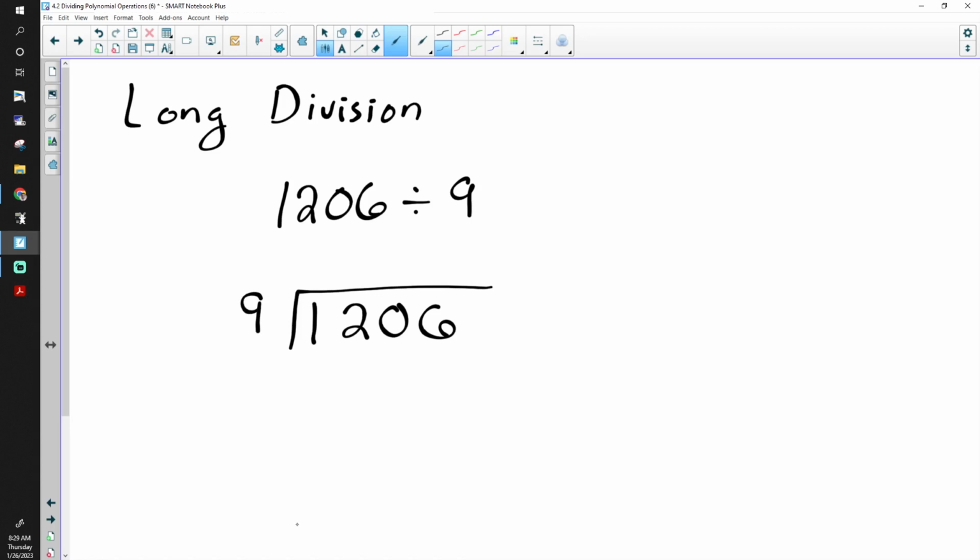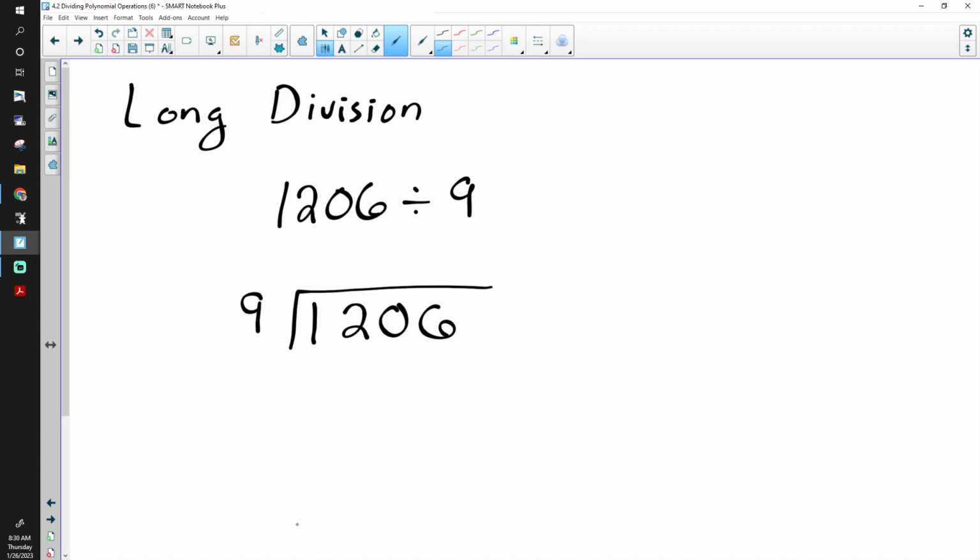Okay, so if we can do this, then everyone in here can divide polynomials because it's exactly the same. The same ideas, the same process. The only difference is we're going to have some x's and exponents. So what our mind is doing is we think to ourselves, can I fit a 9 into a 1? No, right? 9 can't fit into 1. If a car has only one seat, 9 people can't fit into that car, can it?